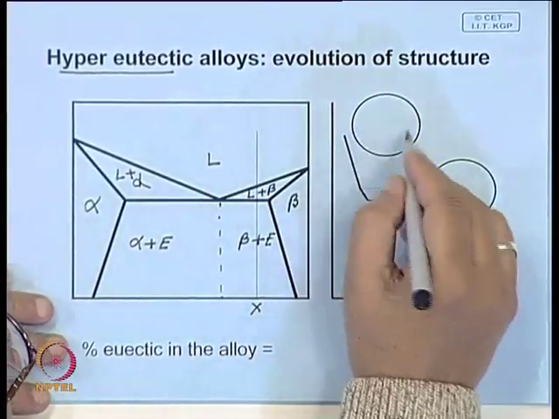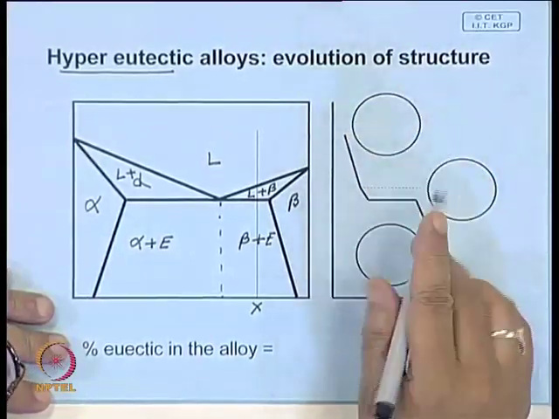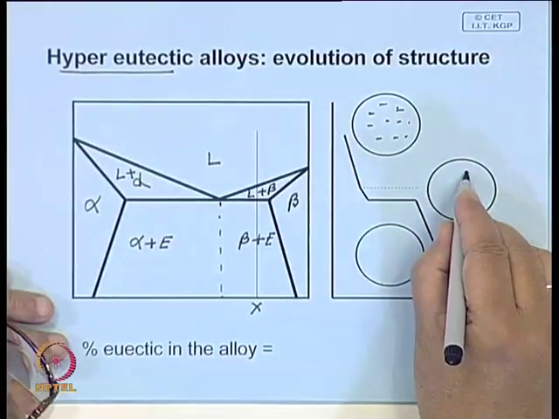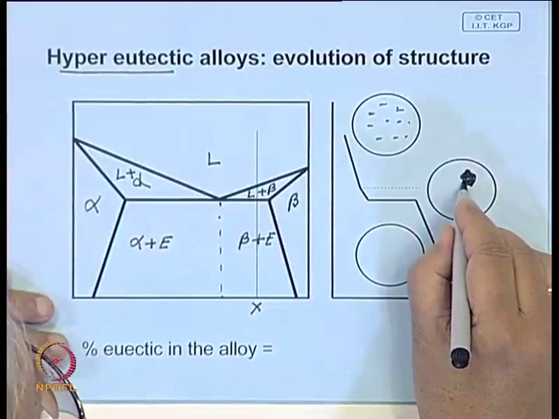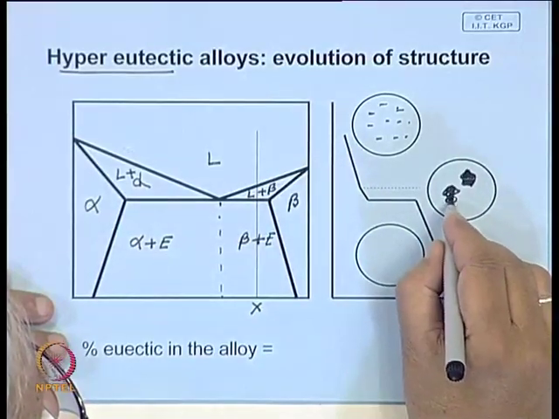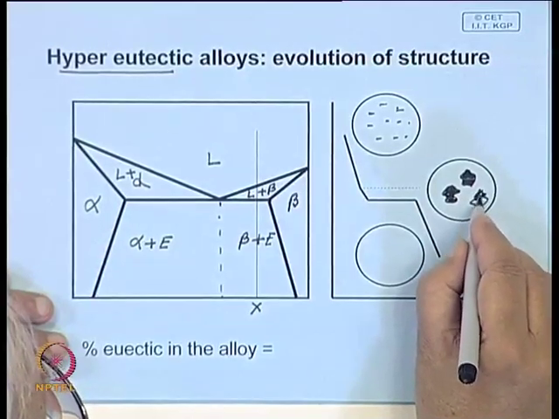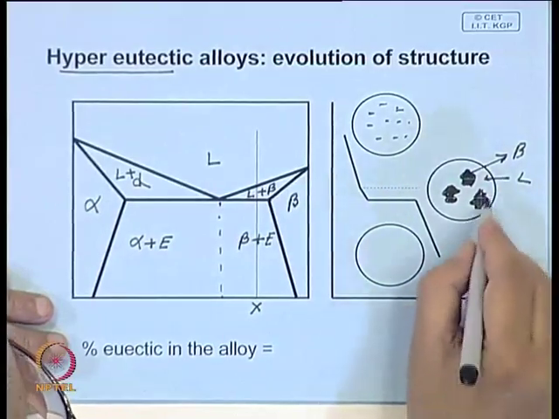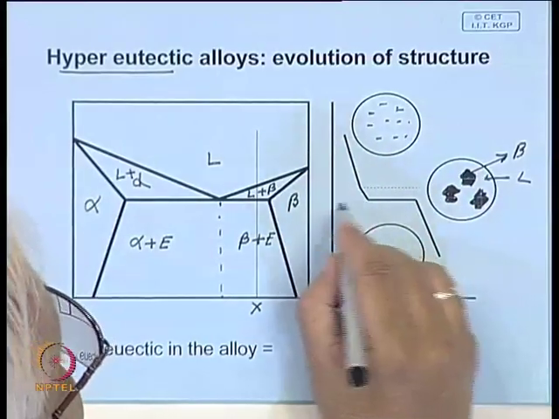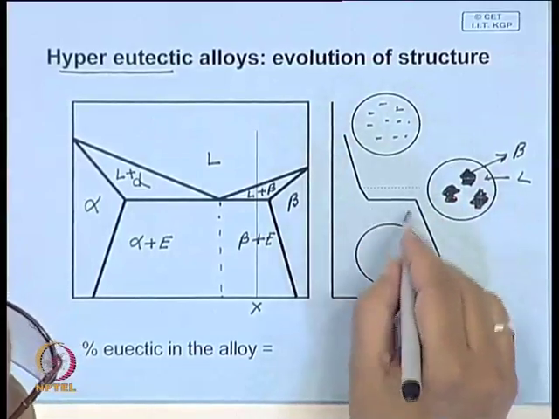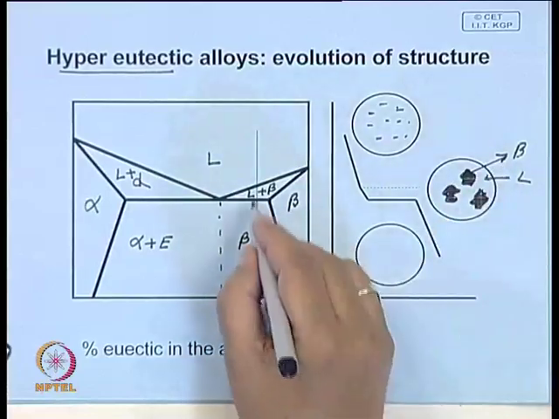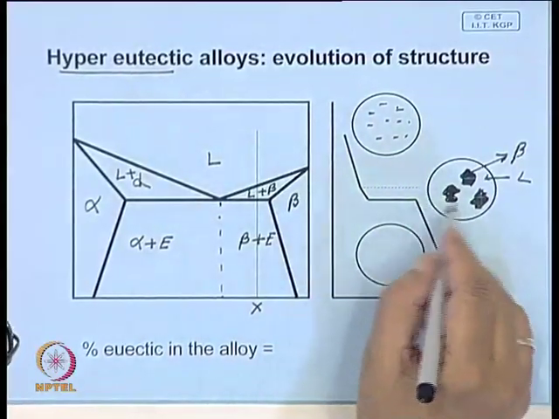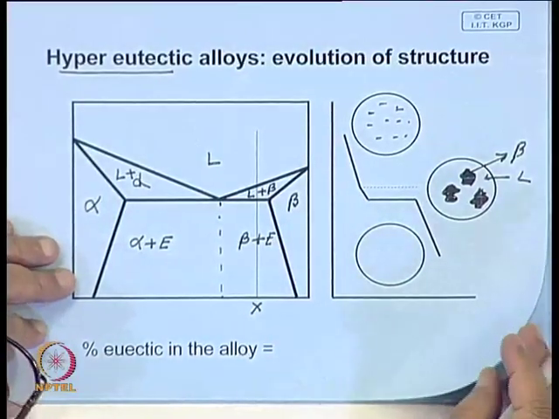Now, I will leave it to you to complete the evolution of the structures over here. Only thing is, in the liquid you will have beta precipitating out. So, I will draw it like this, the beta is a primary phase. This is beta, the primary phase, this is still liquid, and once the eutectic temperature is crossed, the entire liquid will transform into eutectic. And here also you try and apply the lever rule, find out the amount of primary beta, amount of eutectic and amount of total beta.